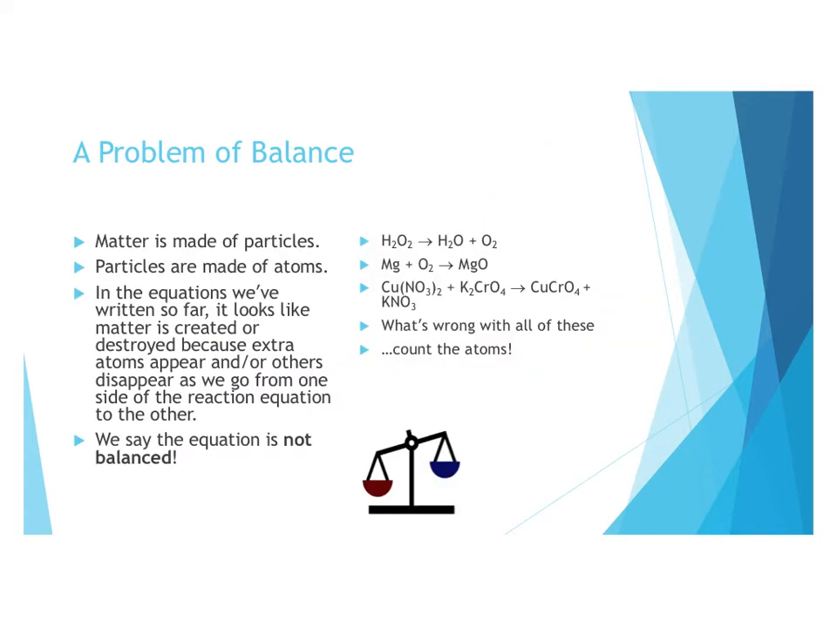All right, so how does this apply to equations? Well, we know that matter is made of particles, and particles are made of atoms. And in the equations we've written so far, it looks like matter is being created or destroyed because extra atoms appear and others are seen to disappear as we go from one side of the reaction to the other. We say that kind of equation is not balanced because it looks like atoms are being created or destroyed.